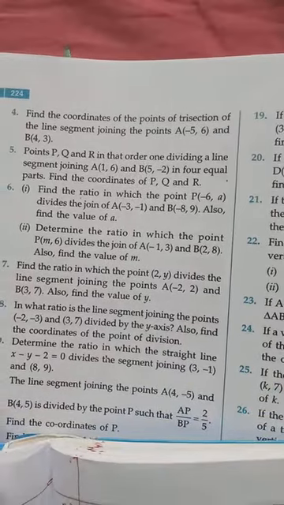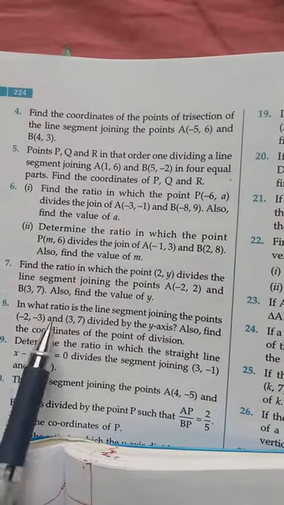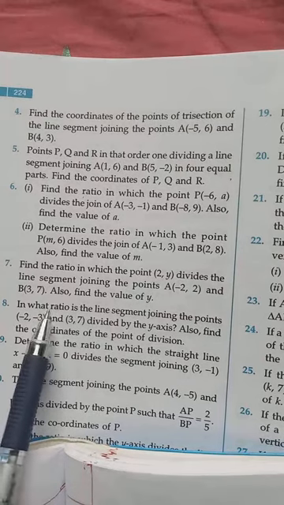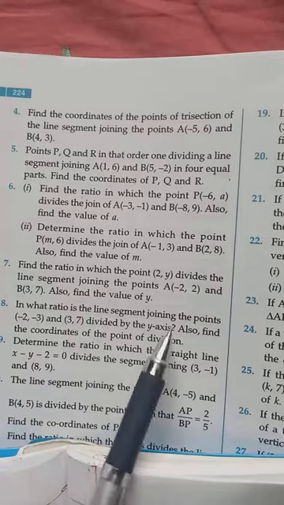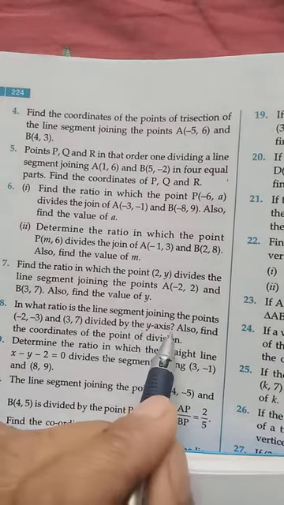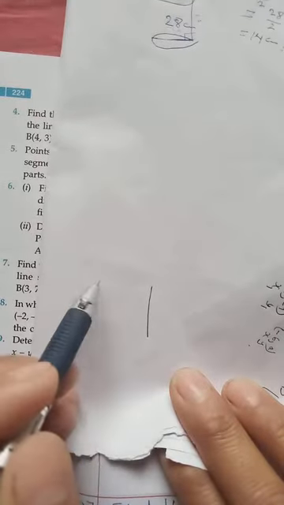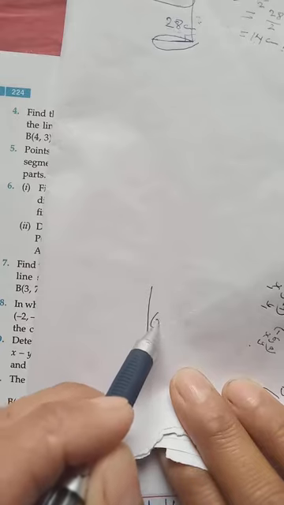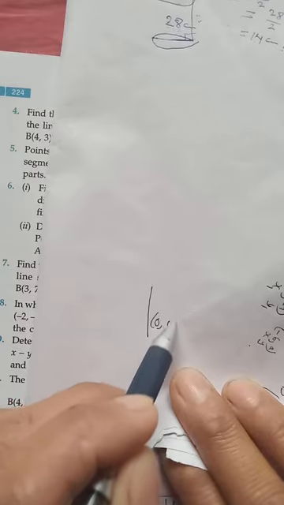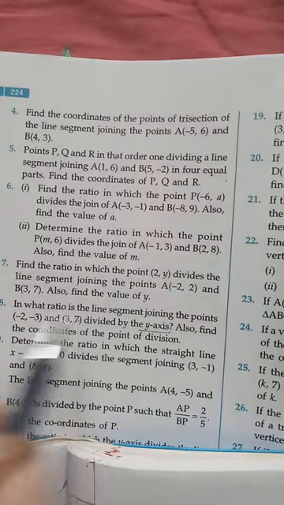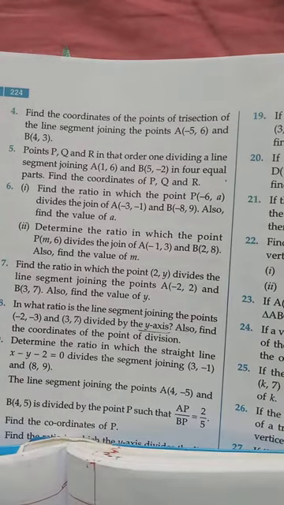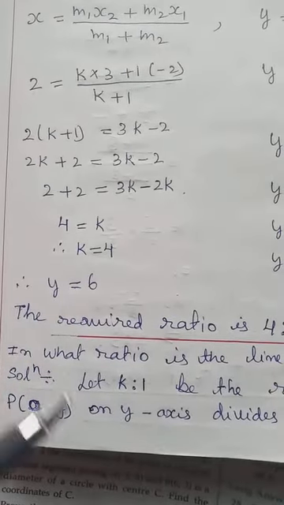Then next, number 8. We have again to find the ratio. There is a line which joins this point and this point. It's divided by the y-axis. So remember, if we say y-axis, there is no x. That means x will become 0. Then y will have some value. So the point where these two are divided will be 0, y. Why can you write that? Because they say it is on the y-axis.